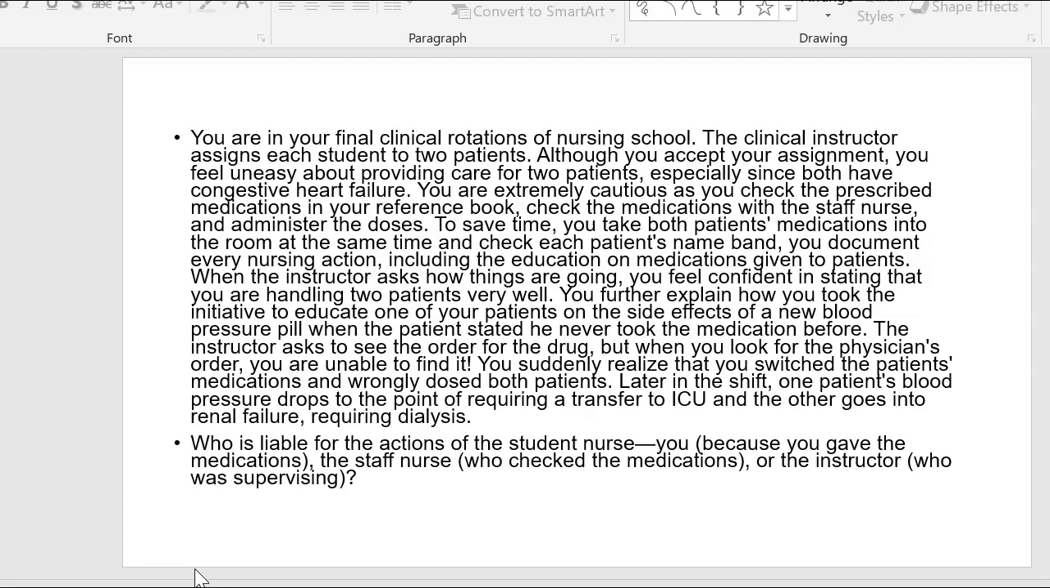You should never take 2 patients' medications in at the same time. That's just a big no-no. The patient was injured because of the breach of duty. And we have 1 patient who went to ICU and 1 who required dialysis. So there's your injury as well as damage. We're not sure of the long-term damage, but either one of those patients could likely have long-term damage.